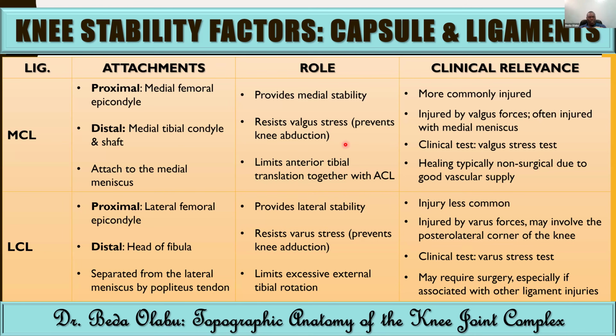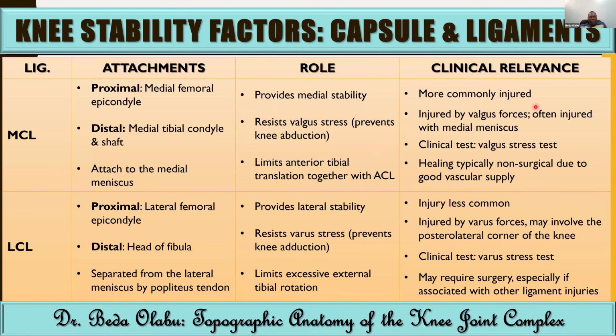MCL resists forces that force abduction, that's the valgus stress, while LCL resists forces that force adduction, that is varus stress. MCL limits anterior tibial translation together with ACL, and this is also based on its orientation. It's not very vertical, by the way. It is slanting anteriorly from up downwards. And so it has that oblique orientation, which means that it can also prevent anterior translation of the tibia on the femur. Based on its orientation, the LCL helps to limit excess external rotation of the tibia.